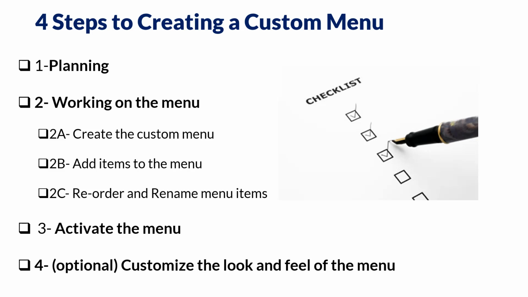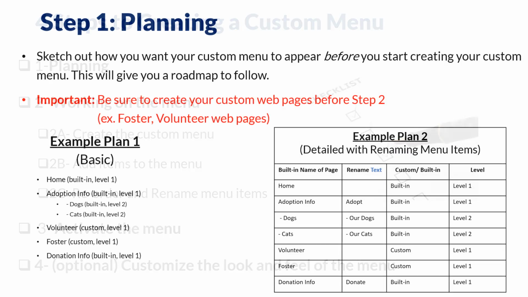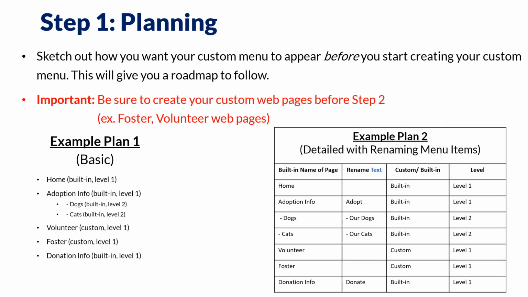Number 3 is activating the menu. This is where you activate your custom menu and make it live on your website. And number 4 is optional, but it's customizing the look and feel. This is where we change the actual look of the menu. This can include colors, fonts, and sizes. On to step number 1, planning.